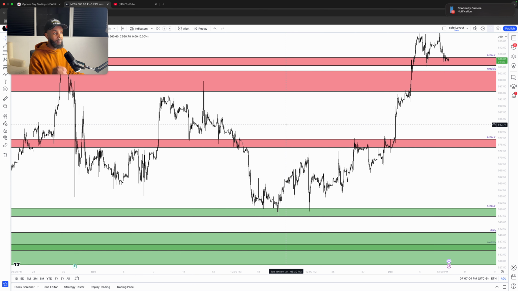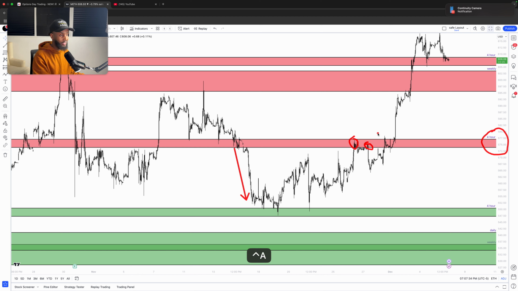So if we look back, we can actually see a couple things. Number one, we see this 4-hour level right here. So this is that 4-hour level. Meta lost this 4-hour level and it started going to the downside. My mindset is now bearish. I'm looking for short opportunities. So I see Meta come over here to this resistance, I'm going short. I see it come to this resistance, I'm going short.